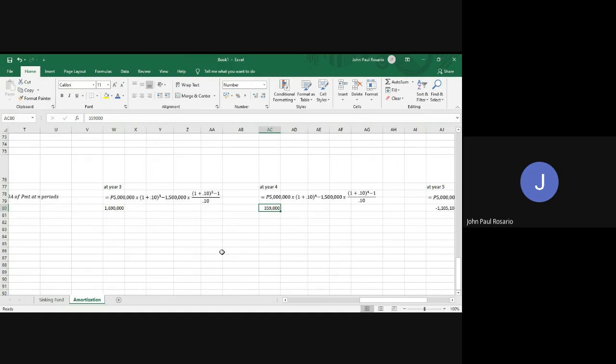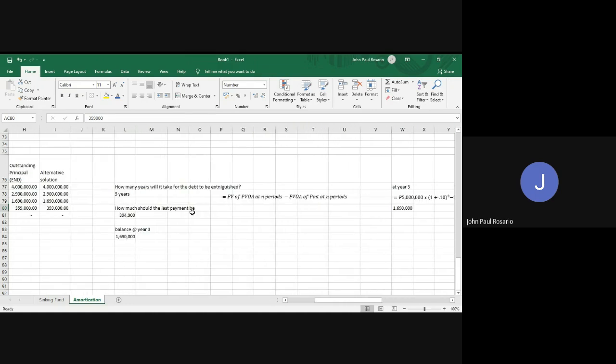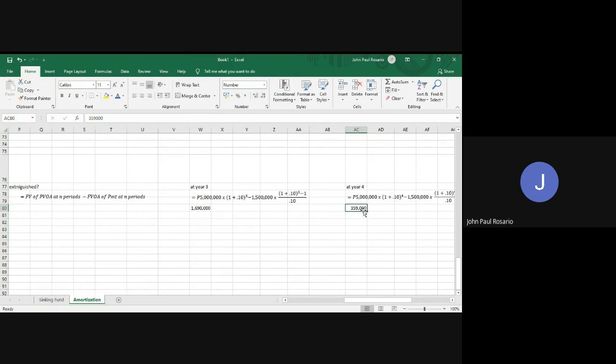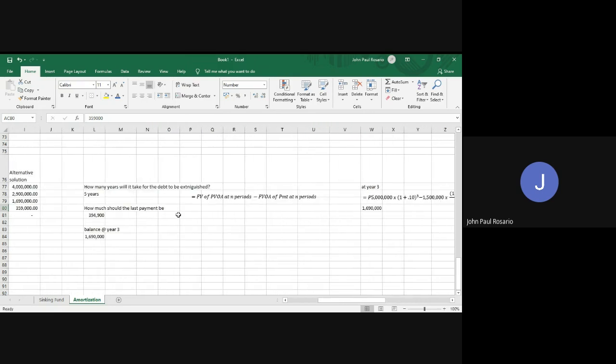Now, for the second question, how much should the last payment be? Now we know that the principal is 359,000, and this is the principal component. So our interest component then would be 10% of this one. So principal, we multiply that by 10%. This is the interest component.